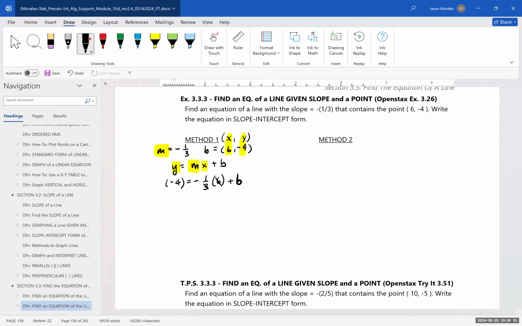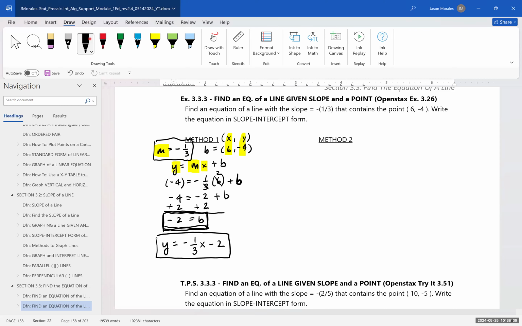3 goes into 6 two times, so we have -4 equals -2 plus b. Add 2 to both sides, and so b is equal to -2. Now we just combine this newly found y-intercept with the slope that we were given, and we get y equals -1/3 x minus 2. That's using the first method.